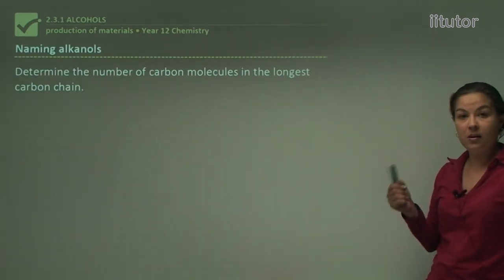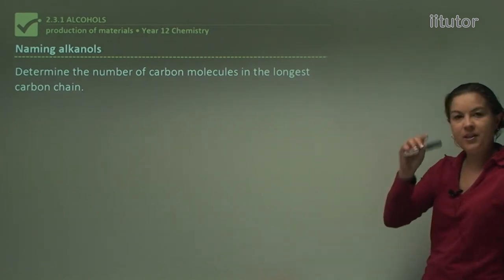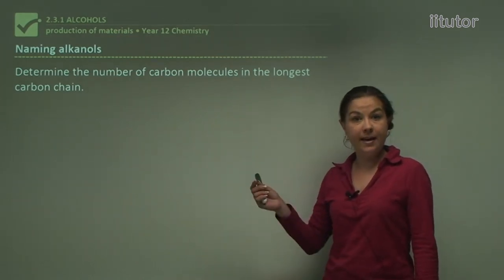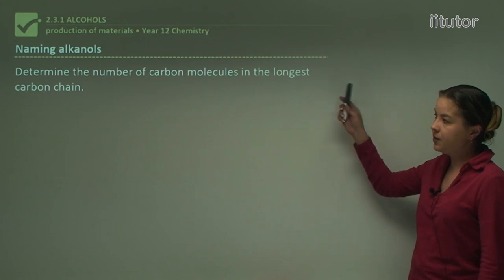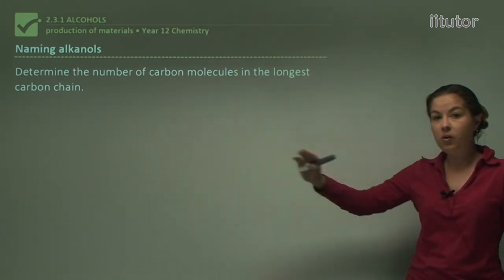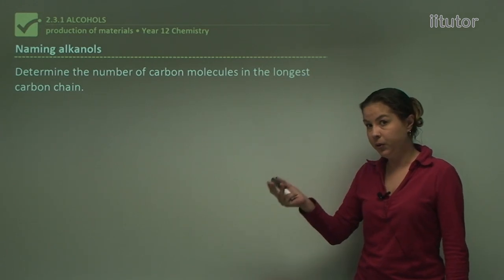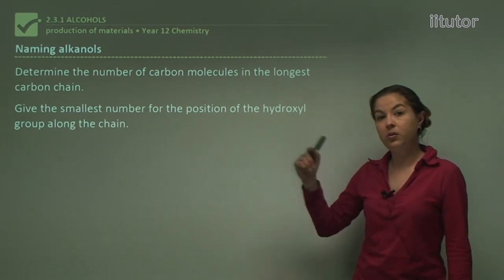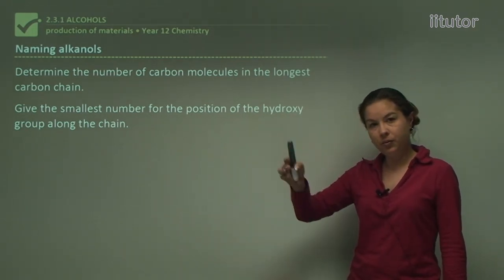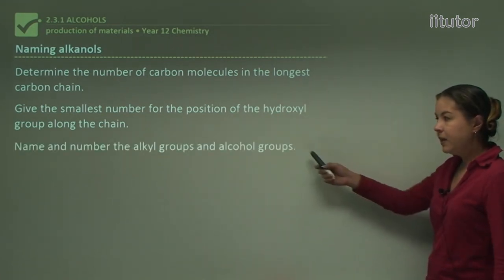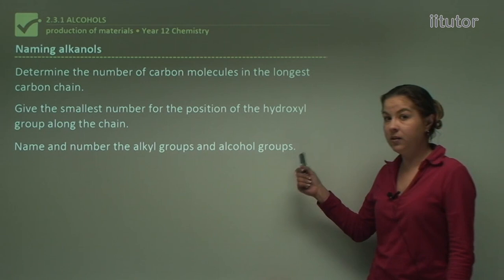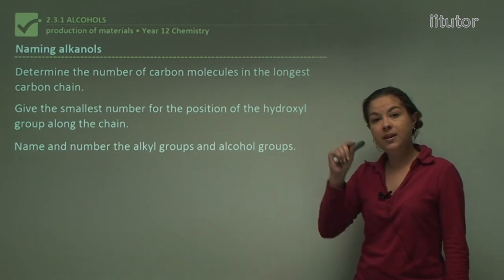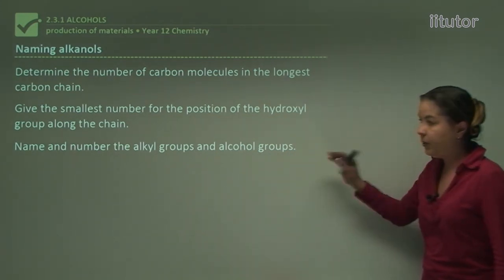Now let's look at how we name alkanols or alcohols, and it's very systematic, so there are rules that you have to go by, and then if you see a certain compound, you'll be able to name it. So first of all, determine the number of carbon atoms in the longest carbon chain. So meth, eth, prop, but, and so on. Give the smallest number for the position of the hydroxyl group along the chain, whether it's in position 1, 2, 3, 4, etc. Name and number the alkyl groups and the alcohol groups. So if there are alkyl groups hanging off that long chain, you need to name where they're sitting as well. And I'll show you a few examples as we go along.